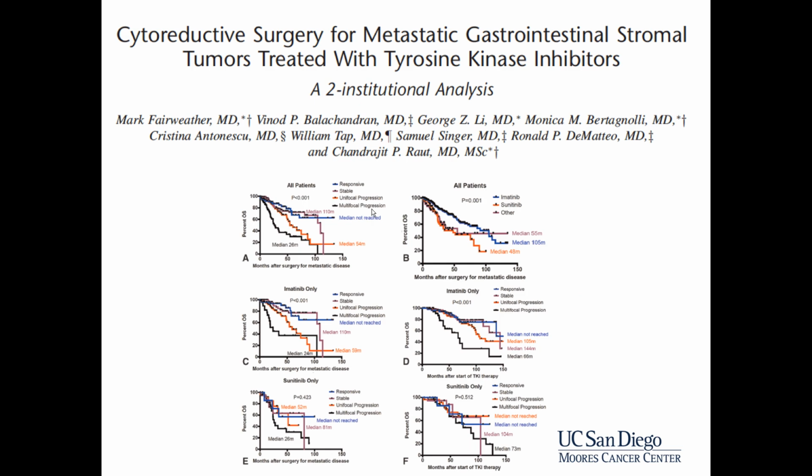And then here's some additional combined data from the Memorial Sloan Kettering group and the Brigham and Women's group, showing similar data suggesting that cytoreduction of patients with responsive disease is the best scenario. Those that have stable disease would be the next best, and then unifocal progression, meaning that one tumor is growing but all the rest are shrinking, is the next best option, if you will. And then the least ideal option is those patients with multifocal progression.